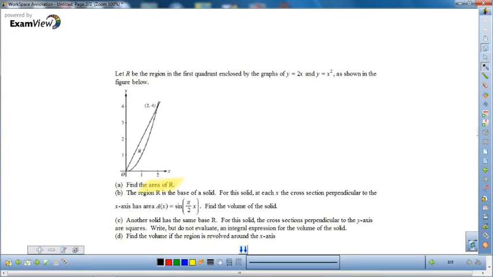First thing we're going to do is find the area of R. To find the area, we're going to draw a rectangle and find the width and the length of this rectangle. That will give me the area of this one rectangle.